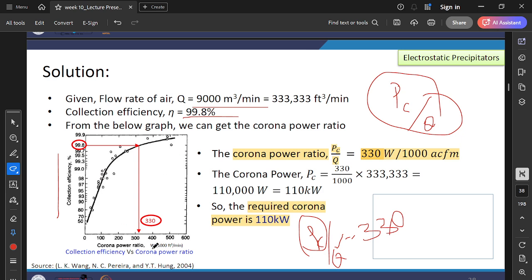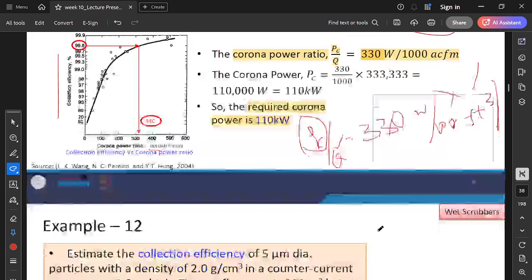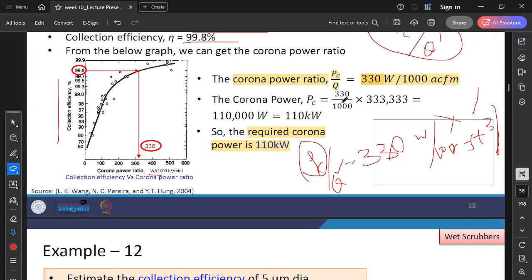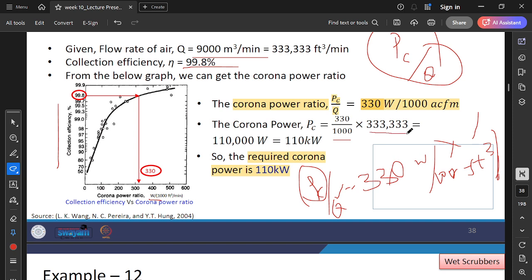So this is given in watt per 1000 feet cube per minute. So I have to convert that into feet cube per minute. If I convert and multiply, feet cube per minute will cancel off, and I will get 330 by 1000 into 3, if I multiply, I'll get everything in watt. I can convert to kilowatt. So 110 kilowatt power, that is the corona power required for the electrostatic precipitator to get an efficiency of 99.8% to treat the flow of 9,000 meter cube per minute. Okay.